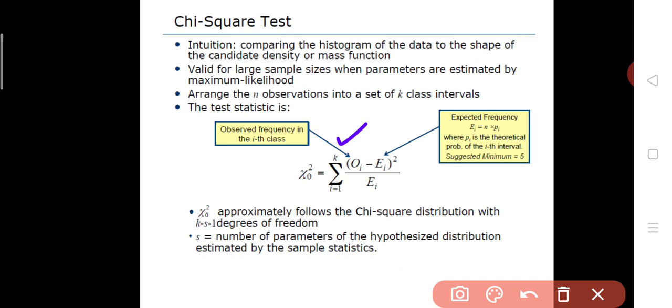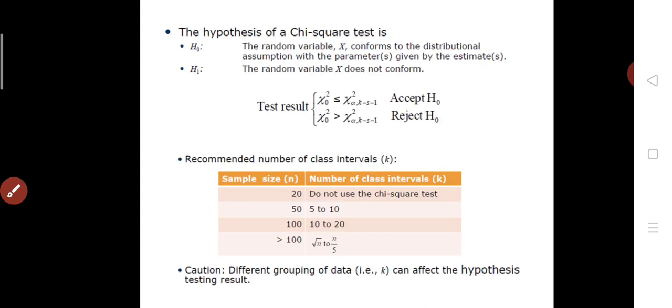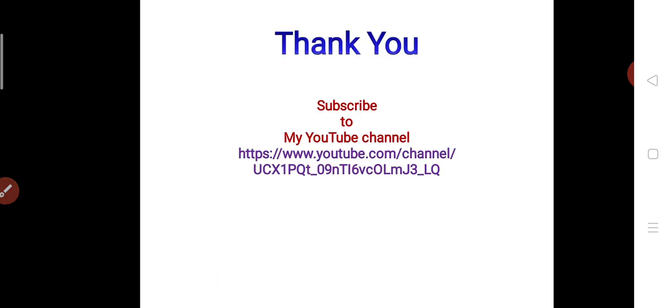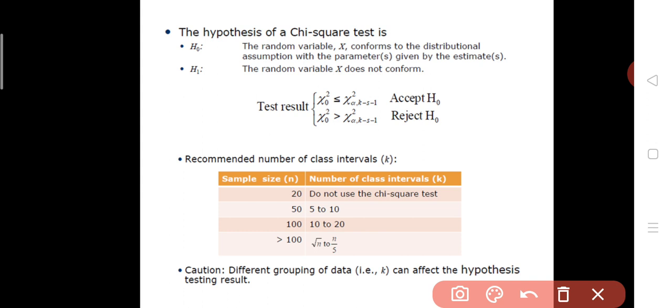After that, we check the computed value with the tabulated value. The tabulated value is obtained by using this particular equation, that is chi-square with alpha and k minus s minus 1 degrees of freedom, where k is the number of class intervals and s is the number of parameters.